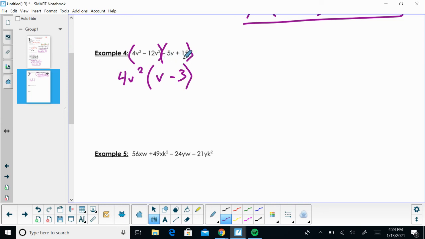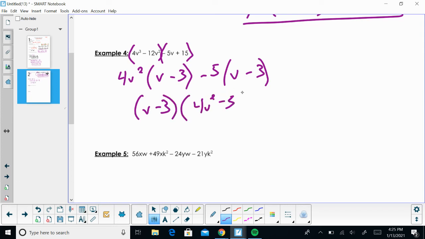What can I factor out for the second part? I can factor out a negative 5. Negative 5 times what gets me negative 5v? Just a v. Negative 5 times what gets me positive 15? Negative 3 gets me positive 15. Now I have the same piece here. So we're going to factor that v minus 3 out. And there's my final answer.